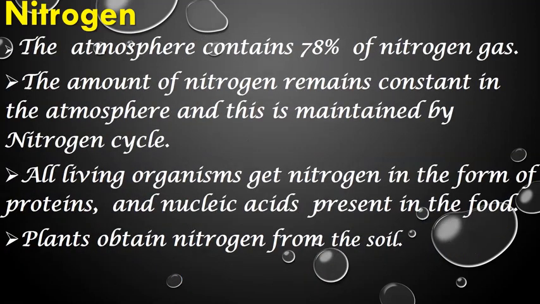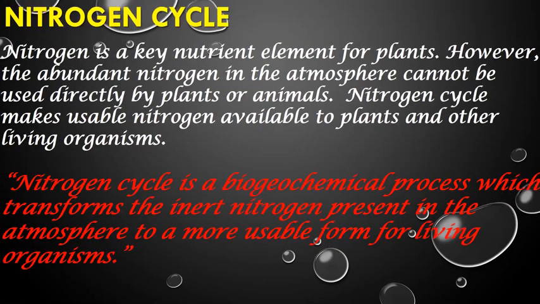The atmosphere contains about 78% of nitrogen gas. The amount of nitrogen remains constant in the atmosphere, and this is maintained by the process of the nitrogen cycle. All living organisms get nitrogen in the form of proteins and nucleic acids present in the food. Plants also obtain nitrogen from the soil. So, we can say nitrogen is a key nutrient or element for the plants.